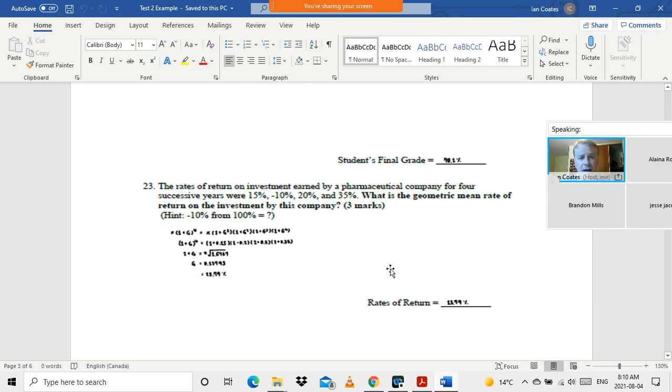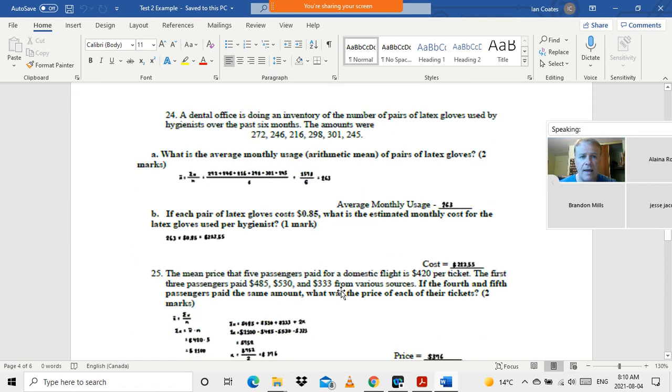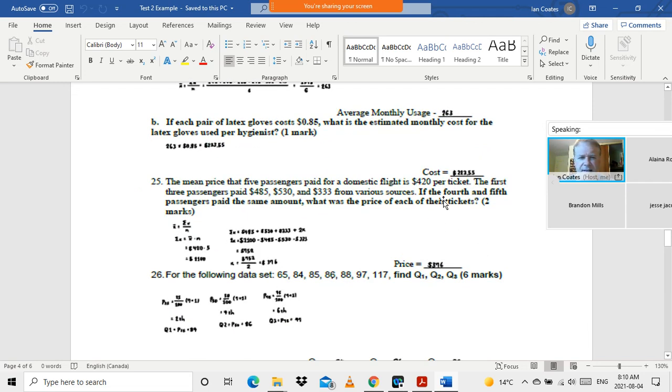Okay. Here we had calculating the average rate of return. I think that one was 13.79%. For your dental office here, we were talking about latex gloves. The average monthly usage there was $263. And if each pair of latex gloves costs 85 cents, what's the cost? I think that was $223.